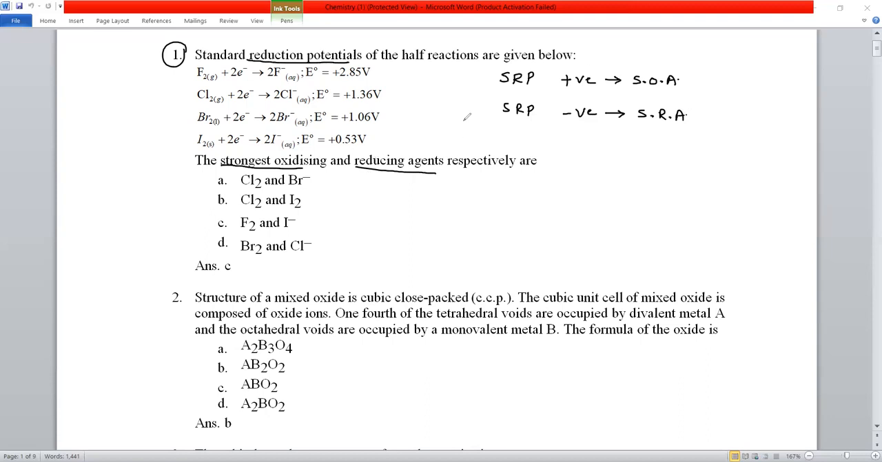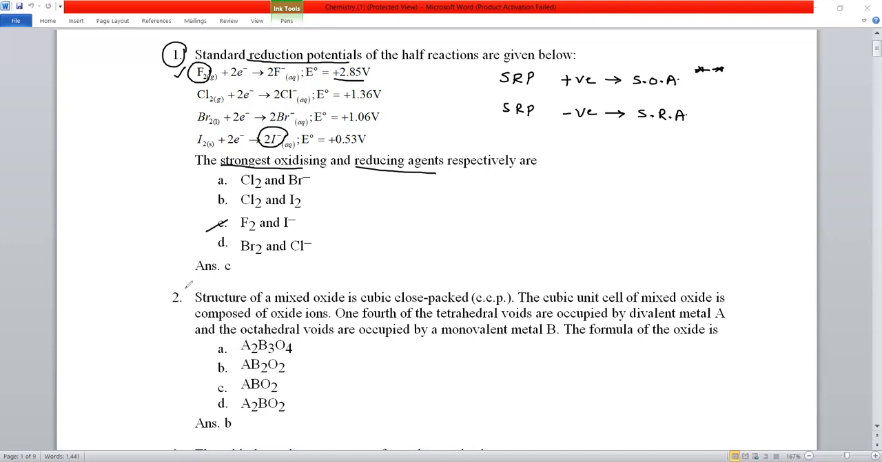Now look here, which is the highest positive value they have given? This is plus 2.85, this is plus 1.36, this is plus 1.06, and this is plus 0.53. The highest positive value is fluorine, so fluorine is the strongest oxidizing agent. And the least one is plus 0.53, which is nearly equal to a negative value, so that is the reducing agent. So I minus is acting as a reducing agent. The correct answer is C, students. This is the question and answer for that.